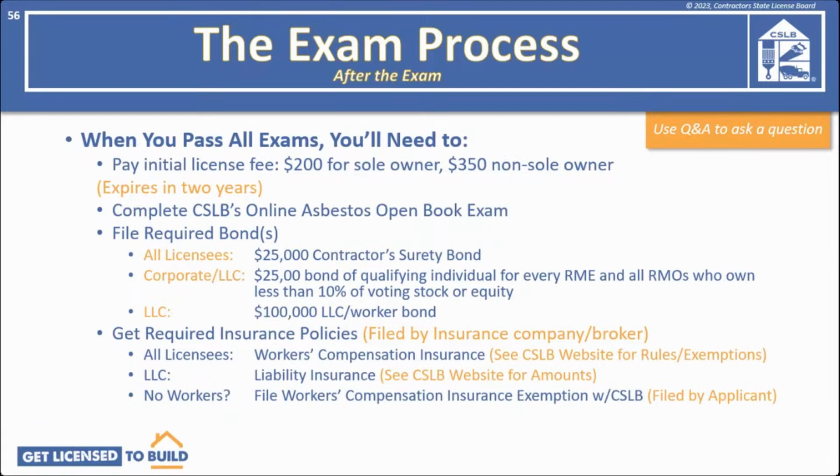Please note that workers' compensation insurance is also required for all contractors applying for the C8 concrete, C20 warm air heating, ventilating, and air conditioning, C22 asbestos abatement, C39 roofing, and C61-C49 tree service classifications, whether or not you have employees. If you're going to be an LLC, you'll also need liability insurance. Please see our website for more information. Please note that your insurance company or broker can submit their insurance information to CSLB directly on our website.